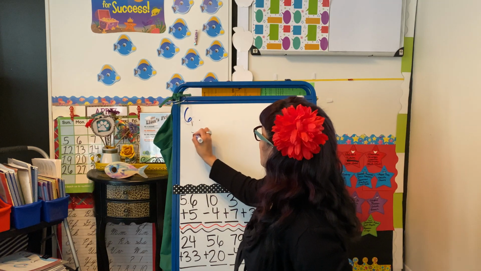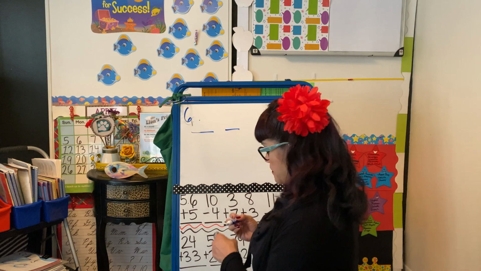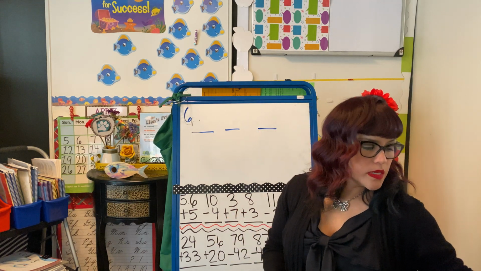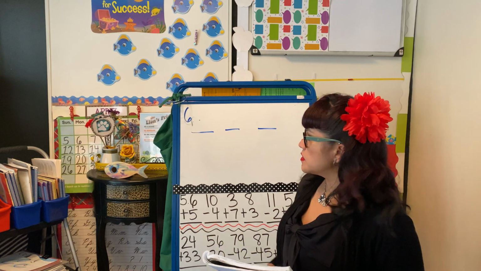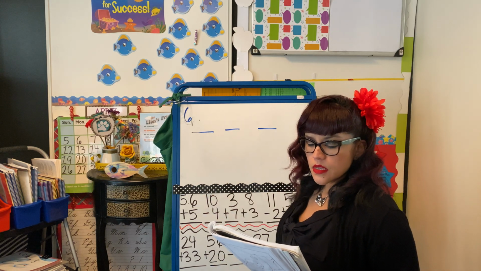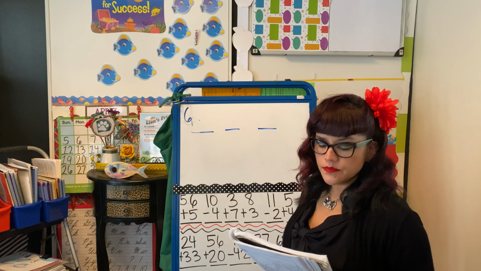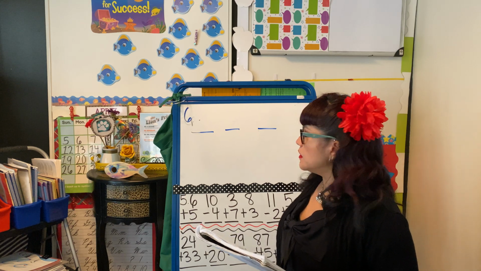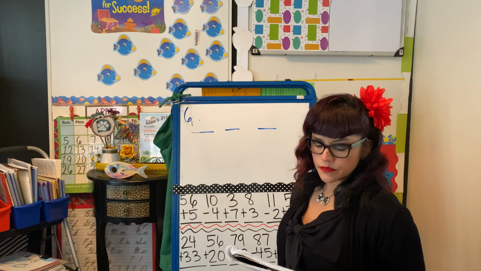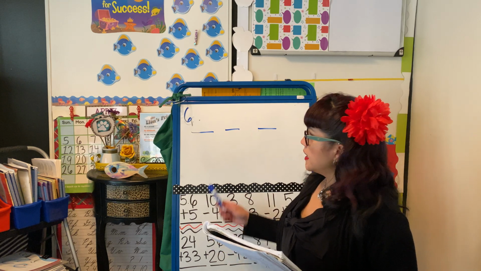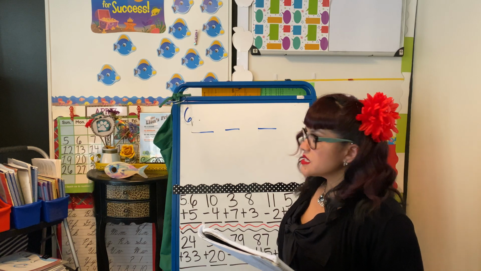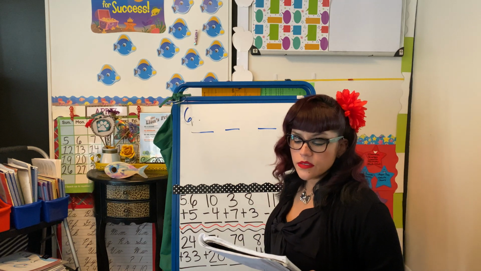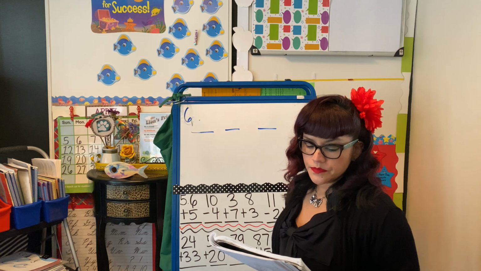Number 6: 1, 2, and 3. Try your best. This should be super easy. I know you guys can handle it. The first number is 46. Write it down. Next number is 98. And the last number is 62.